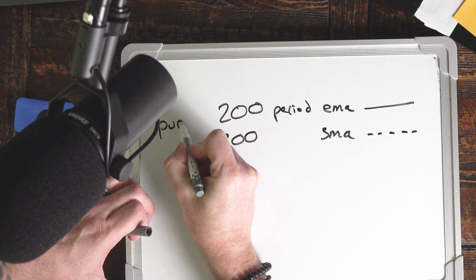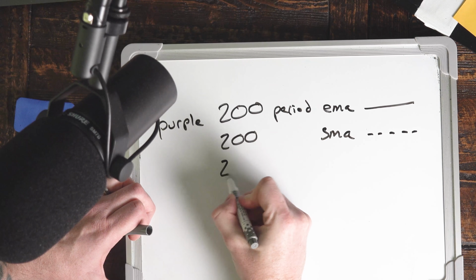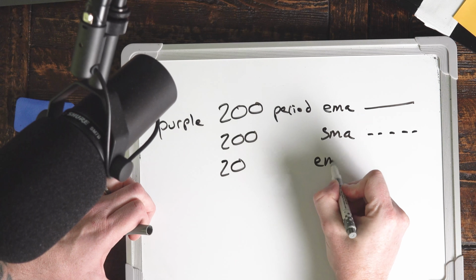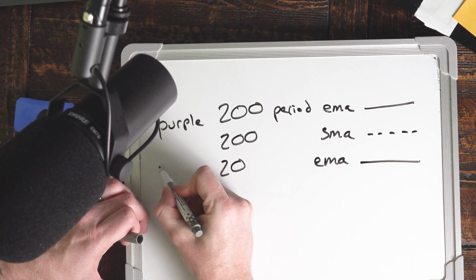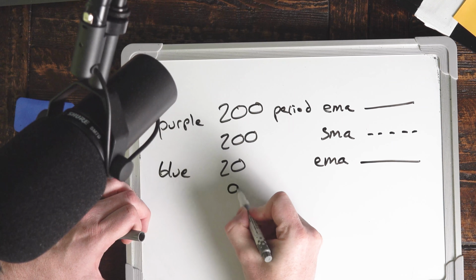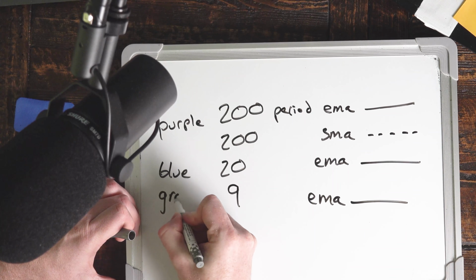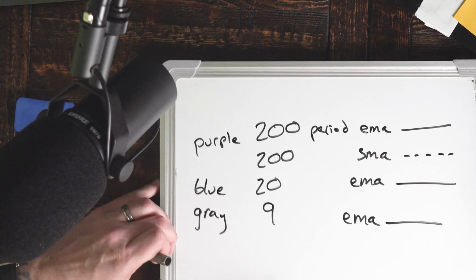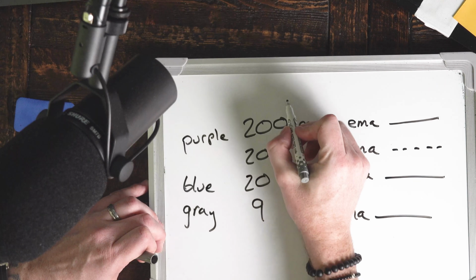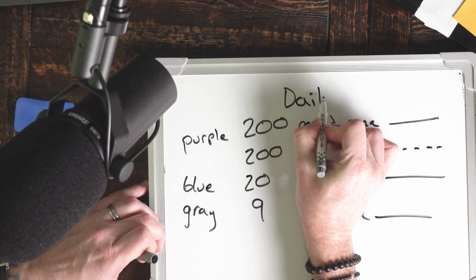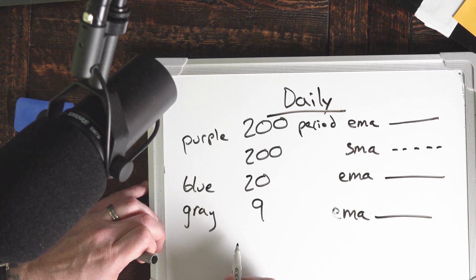Both are in purple. And then I'm using the 20 EMA. This is in solid and it's in blue. And I'm using the 9 EMA, also in solid, and this is in gray. All right. So these are the moving averages that I'm using on my daily chart. So all daily charts will have these 4 moving averages on them.